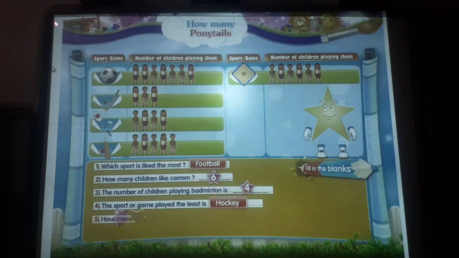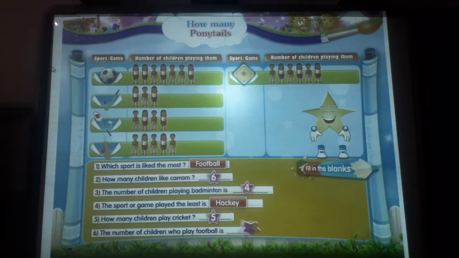5. How many children play cricket? The answer is 5. 6. The number of children who play football is? The answer is 7. So, Starry, I hope you enjoyed this activity.